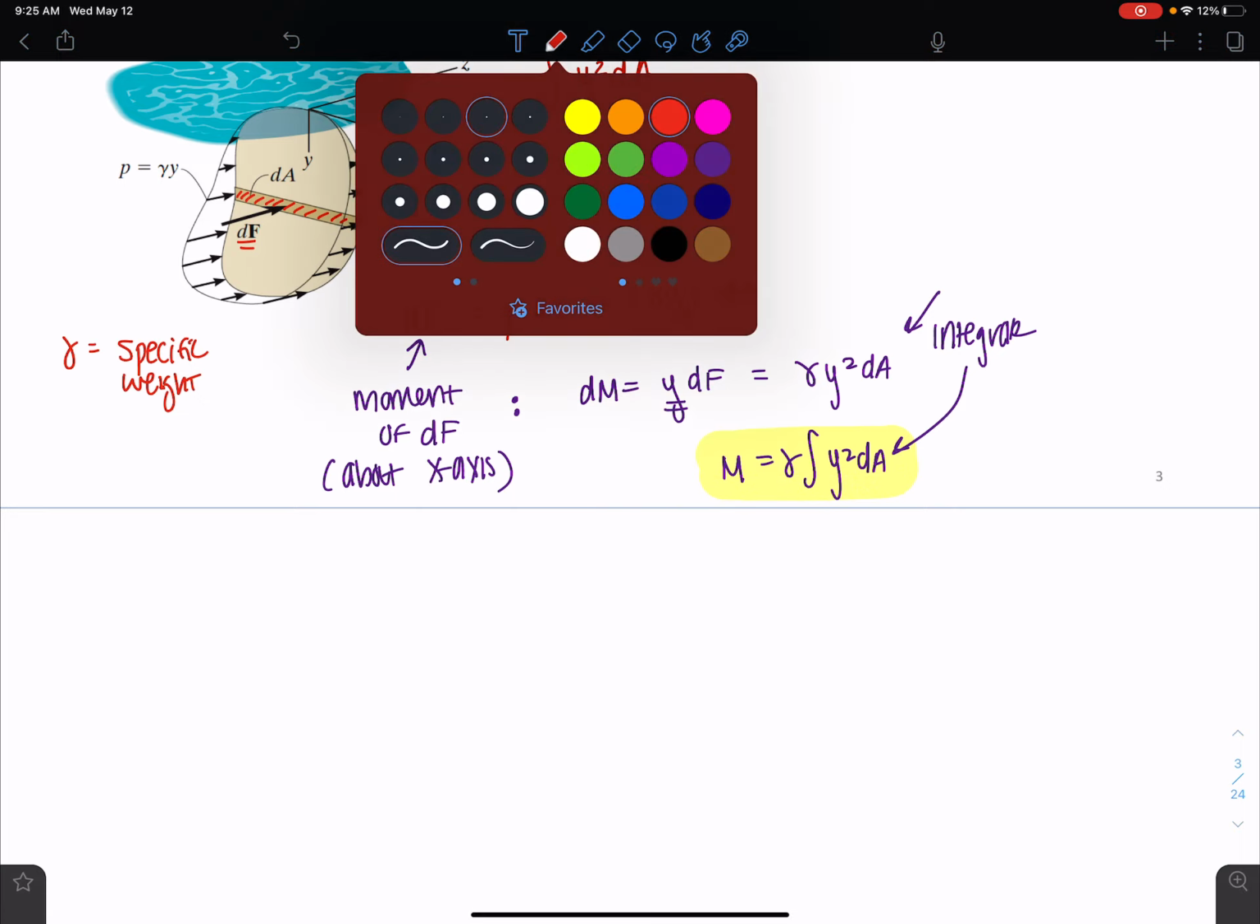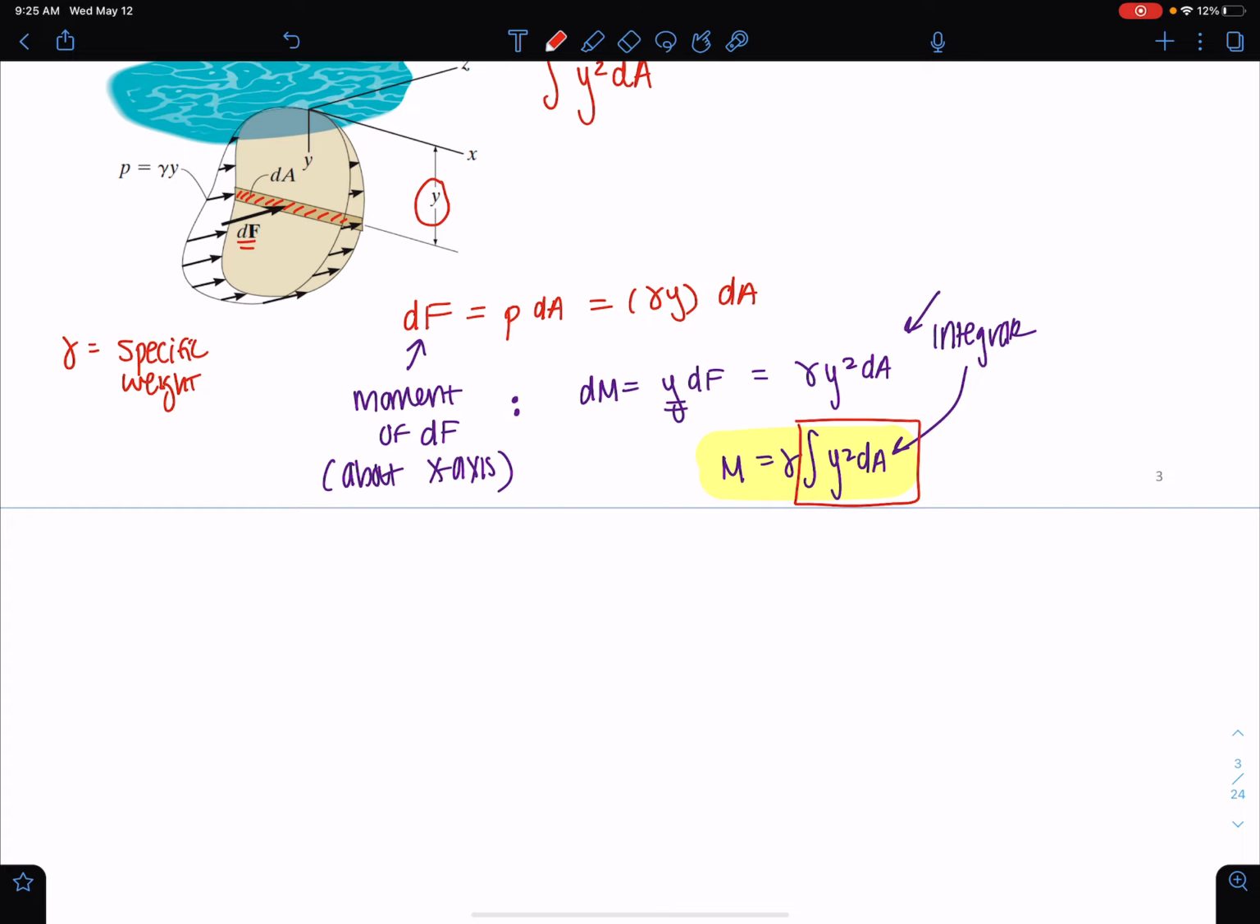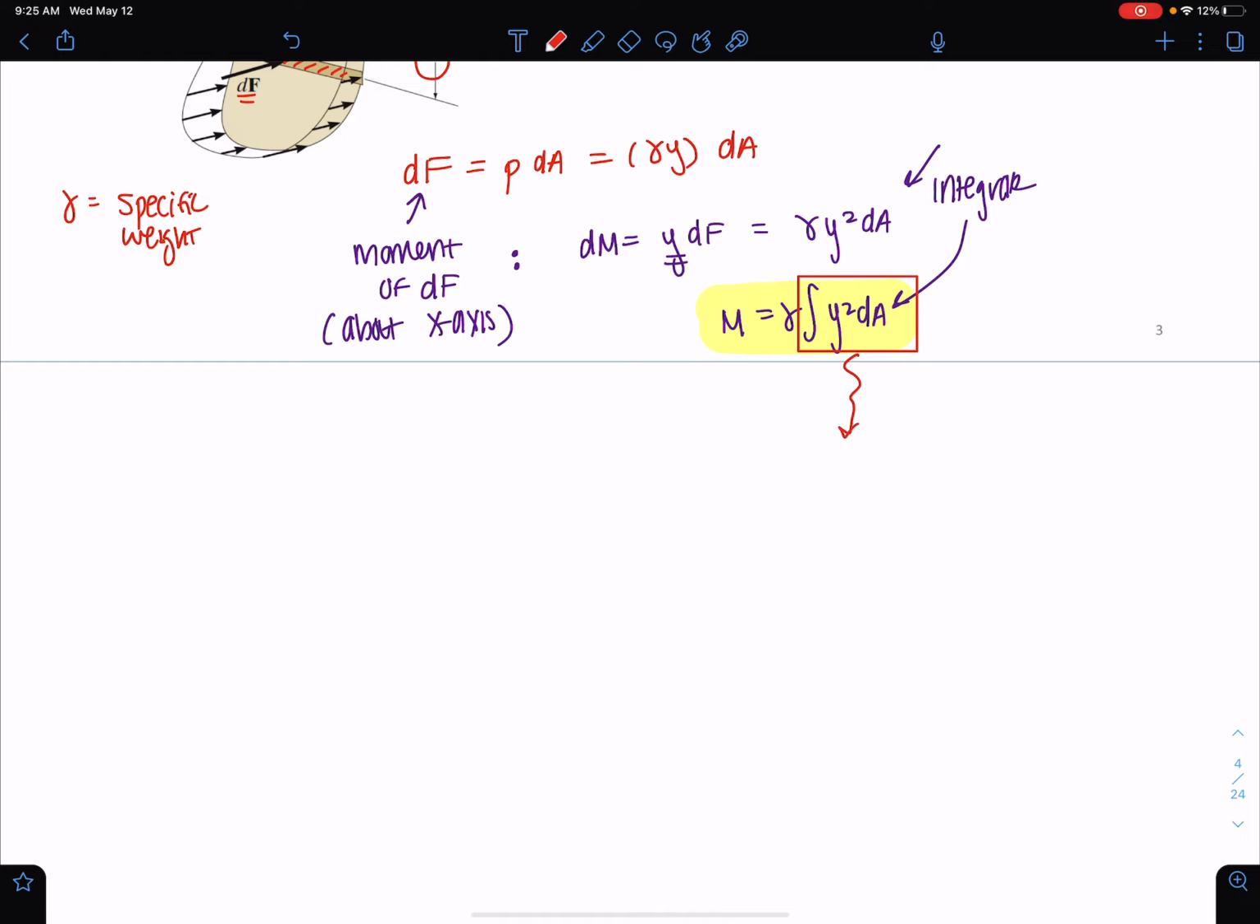Now, this portion here under the integral, let me try to box it over here. This portion here, we call this the second moment of area about an axis, okay, and this is equal to the moment of inertia. That is the definition.